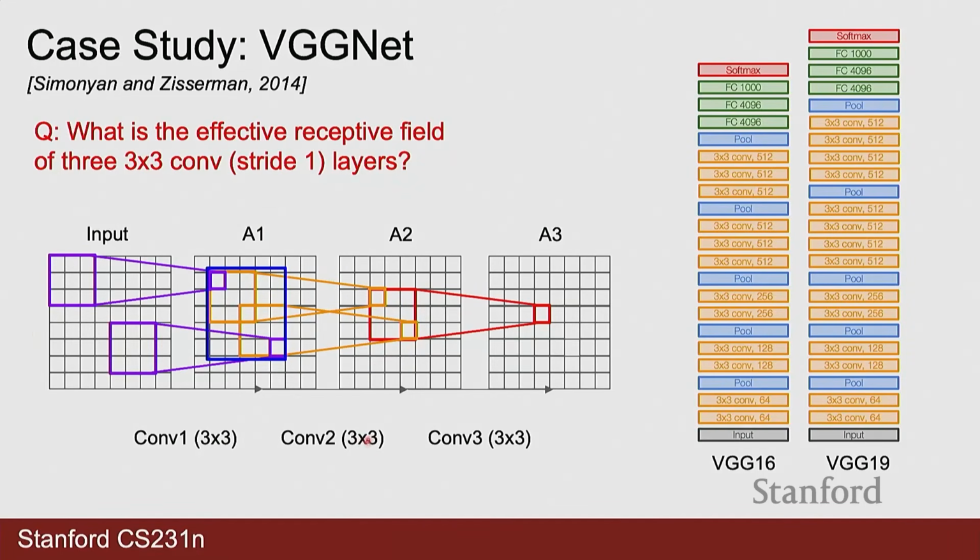The nice thing about the 3 by 3 convolution with stride 1 is that you're always adding 2 to your receptive field at each layer, because for each point here, you're looking to the left and to the right and above and below it. So after you have many blocks of those, you're just adding 2 each time.